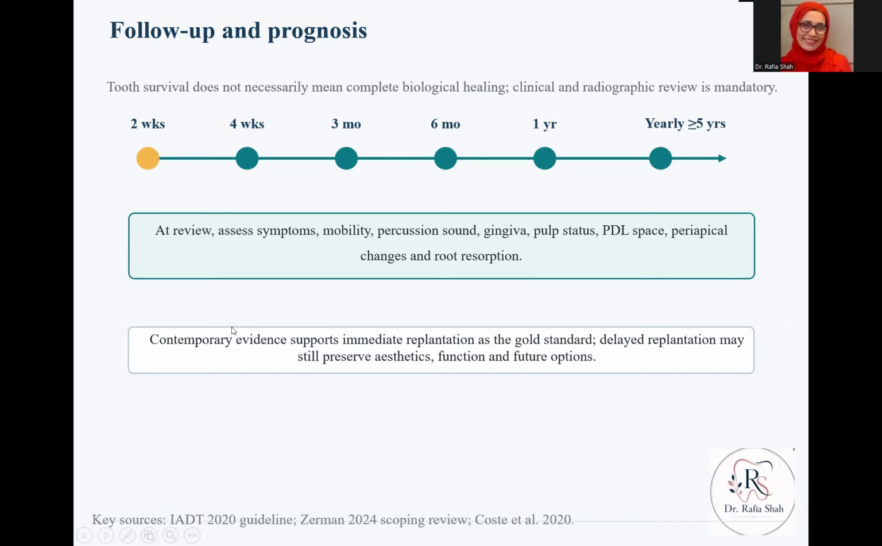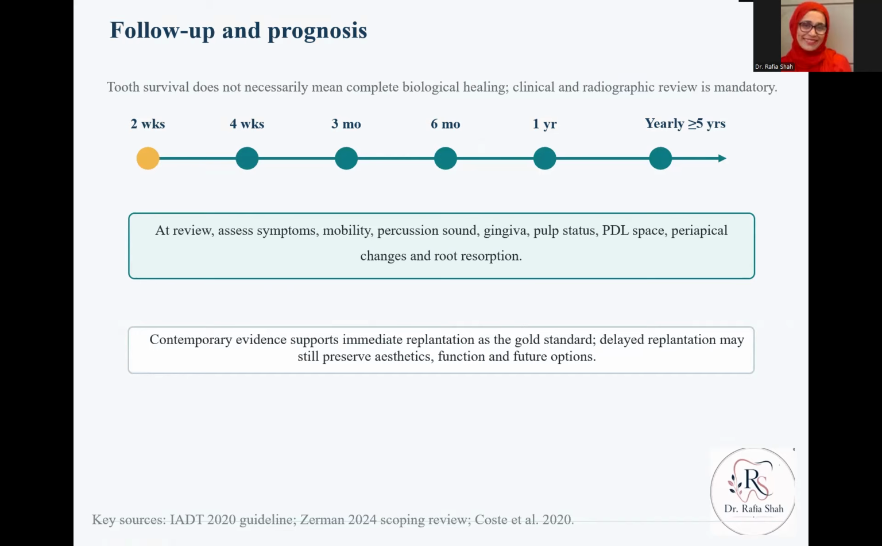So at every review appointment, when the patient comes to you, you have to check for symptoms of infection and mobility. You need to do a percussion test. You need to see gingival status, pulpal status, PDL space via X-ray, periapical changes via X-ray, and root resorption via X-ray. All these things need to be evaluated at every visit and documented in the patient's record.